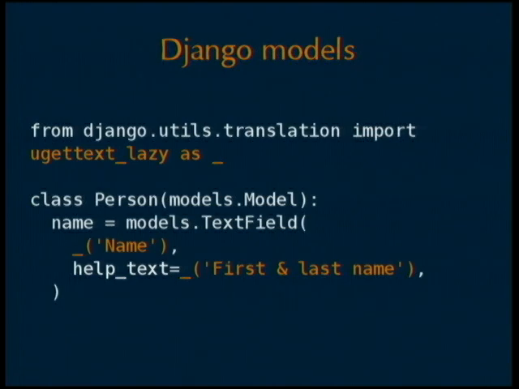In Django, it's a bit similar. You import from django.utils.translation special functions, and you mark the strings for translation. This is an example of a Django model, and we translate the name of the model and the help text as well.